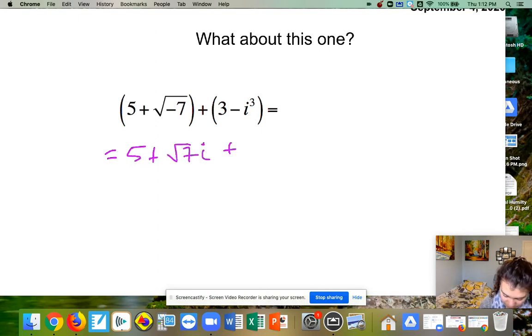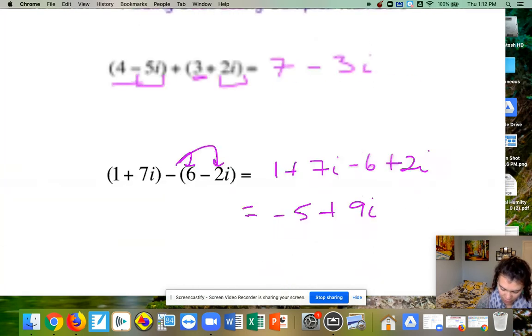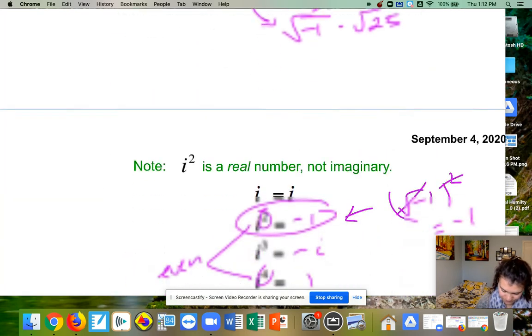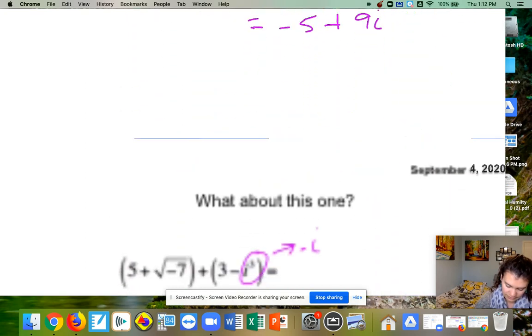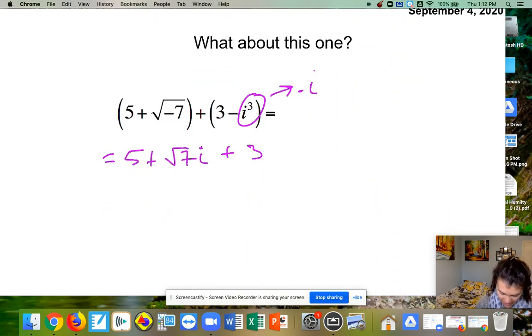And then the second part, this is the same as just one i instead of -i. If we go back to, sorry, this is the same as -i. If you go back to up here, i to the 3rd is -i. So I can replace that with -i.